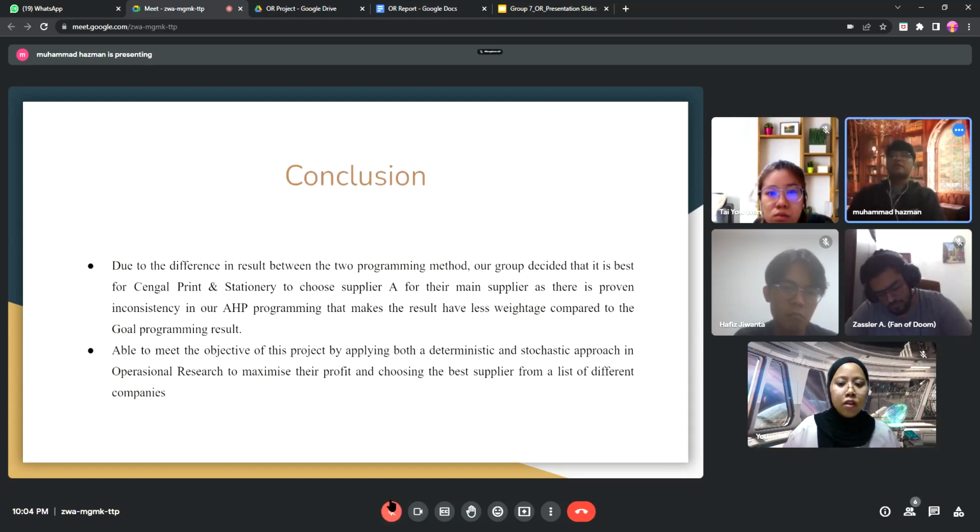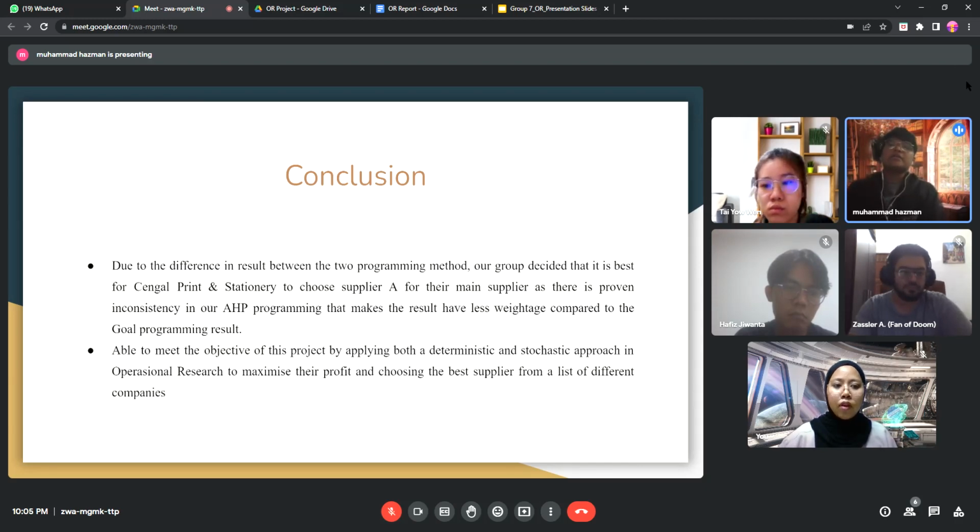So, in conclusion, due to the different result between the two programming methods, our group decided that Chengal Print and Stationery will choose supplier A for their main supplier, as there is proven inconsistency in our AHP programming that makes the result have less weightage compared to goal programming result.